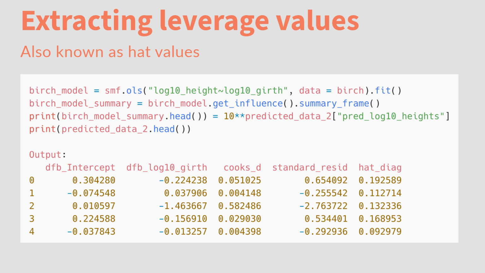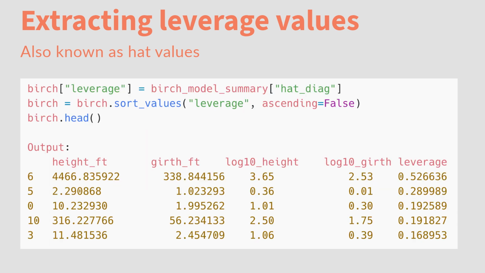For historical reasons, leverage is also described as hat values. The values of leverage are stored in the hat_diag column of the summary frame. We can add the leverage values to the birch data frame under the leverage column. When we arrange the leverage values in descending order, we can see that the top two values correspond to the birch trees with extreme girths.